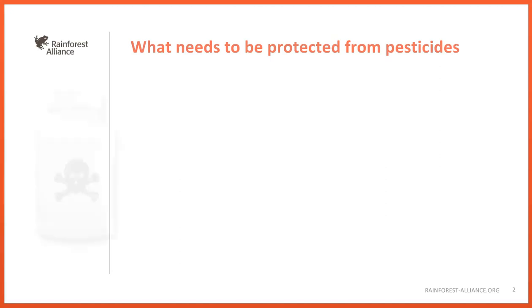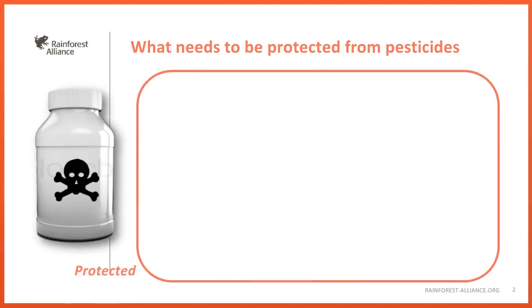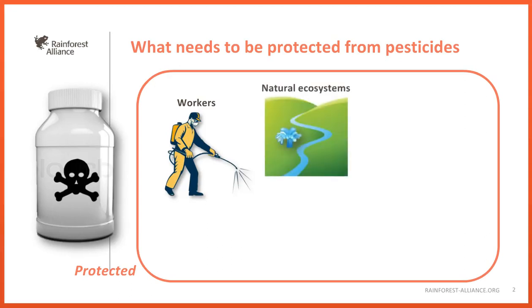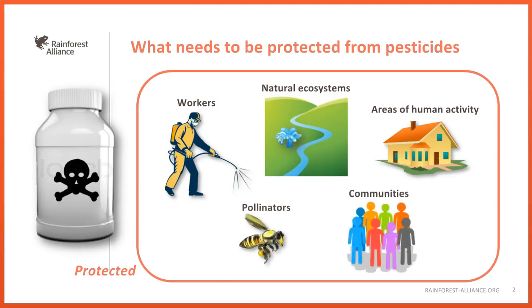When you apply chemicals, you need to ensure that the following elements are always protected: workers' health, natural ecosystems such as rivers, springs, and forests, areas of human activity such as schools, houses, and public roads, pollinators such as bees and hummingbirds, and communities. Let's go through the criteria that address each of these elements.